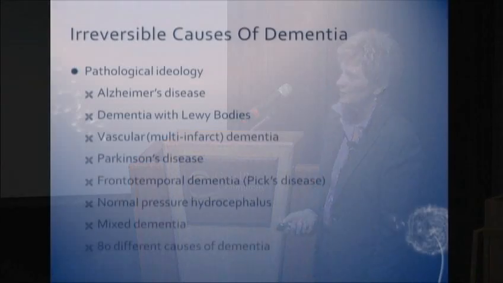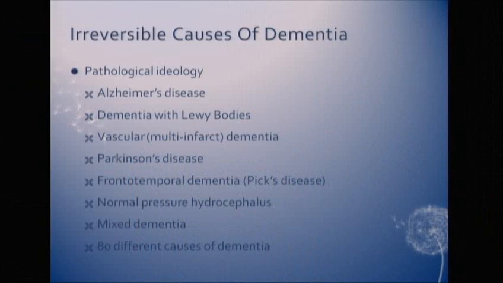These are some of the irreversible causes of dementia, the ones that are more pathological in nature. Alzheimer's disease is number 1. Dementia with Lewy bodies and vascular dementia are neck and neck for number 2. Lewy body dementia is associated with Parkinson's. Some rigidity and things like that are sometimes associated with it.